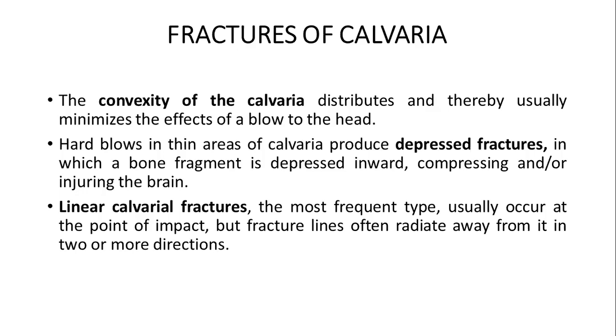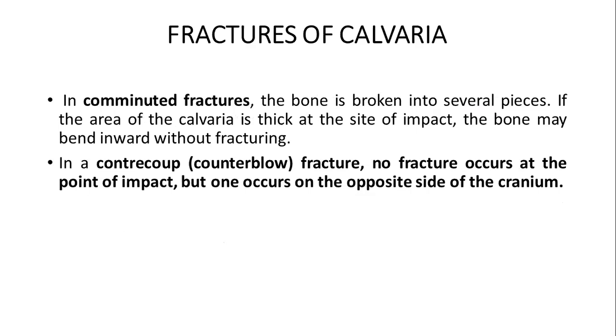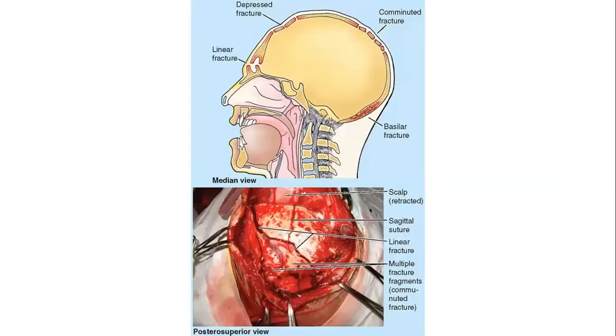Very common, linear. Then third is the comminuted fractures. The bone is broken into several pieces. If the area of the calvaria is thick at the site of the impact, the bone may bend inward without fracturing. And the last is the contrecoup, or the counter blow fracture. No fracture occurs at the point of impact, but the fracture occurs on the opposite side of the cranium. So on the opposite side, this is contrecoup fracture. You could see the various types of these fractures.